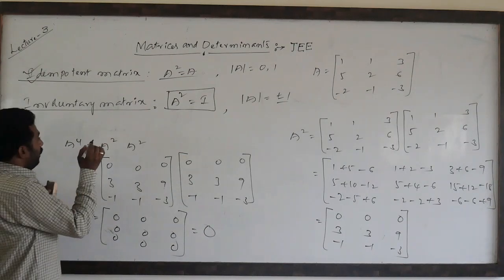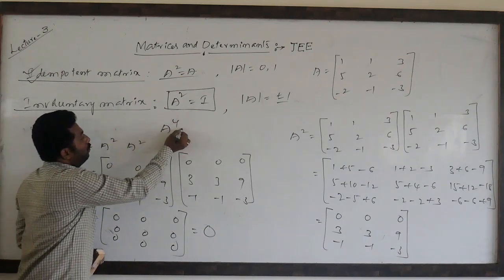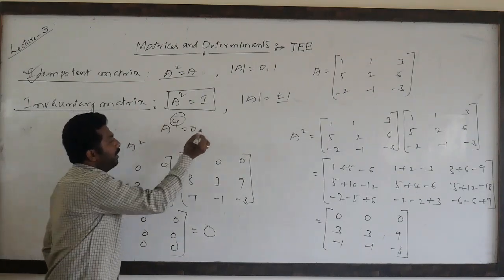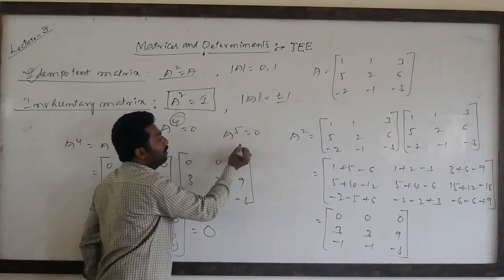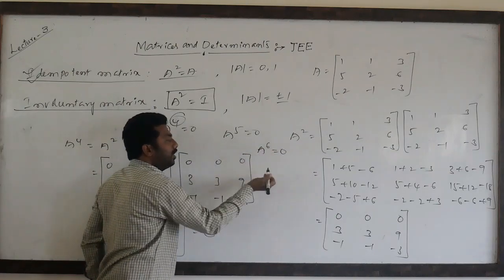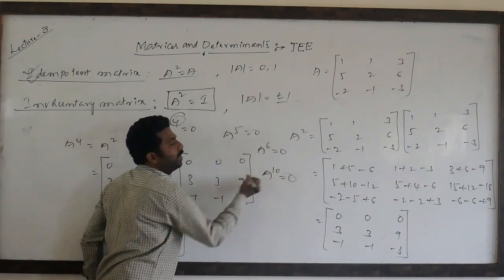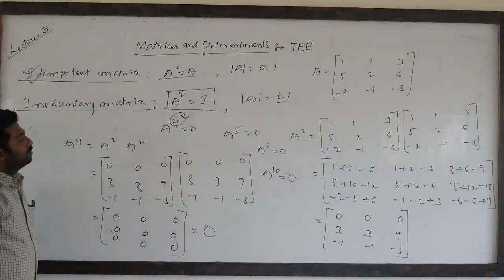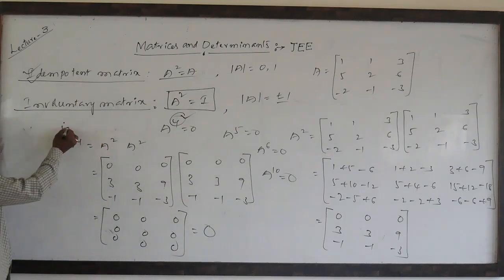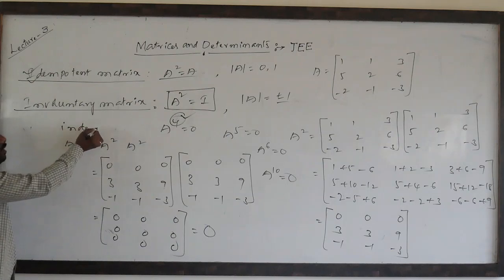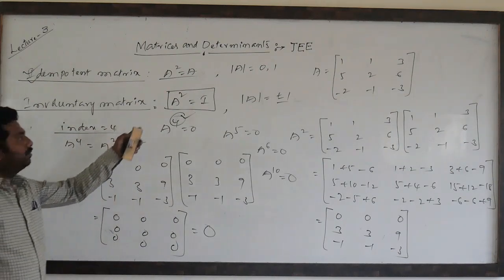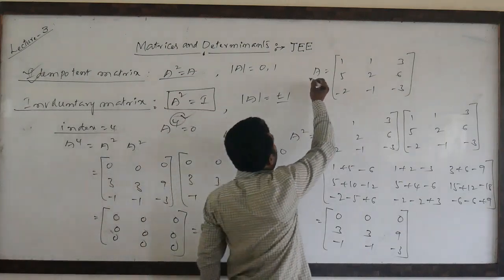Means A power 4 equal to null matrix. So here you can take A power 5 also null matrix, A power 6 also null matrix, A power 10 also null matrix. Among them, the least is 4. So the index of the nilpotent matrix will be 4, we have to write. So this is a nilpotent matrix.